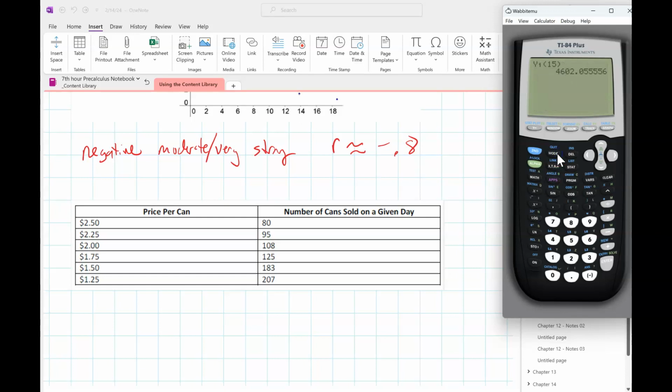And what I'm going to do now is look at my scatter plot. So to generate a scatter plot, I'm going to press second and the Y equals button. That opens up the Stat Plots menu. From there, I'm going to pick Plot 1.